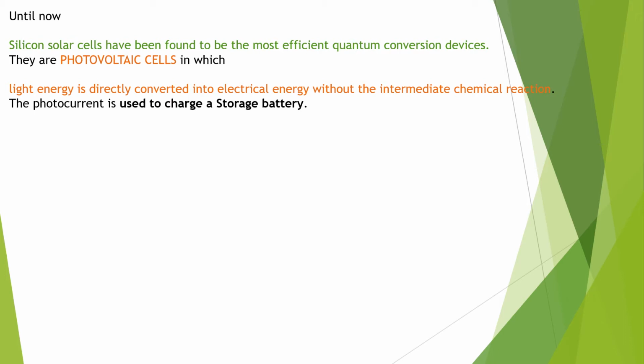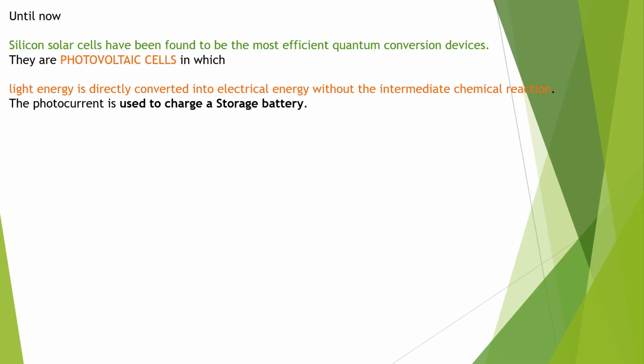In photovoltaic cells, silicon solar cells are found to be the most efficient quantum conversion devices. Silicon solar cells are inorganic solar cells. Here the light energy is directly converted into electrical energy without the intermediate chemical reaction.